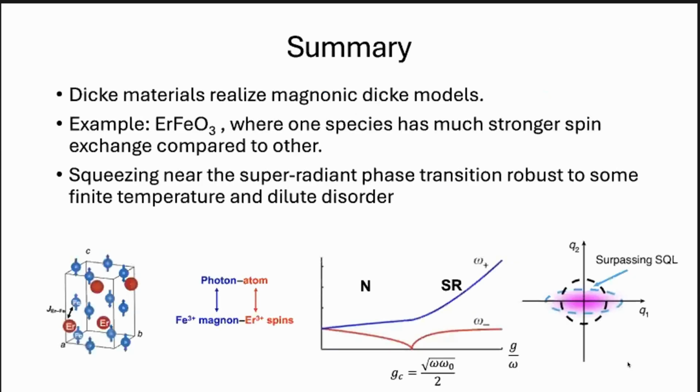So finally, I'd just like to summarize. We saw that there are these Dicke materials which realize Dicke models where the bosonic mode is not a photon, but a magnon. It's a nice avenue to see Dicke model physics. One example being erbium orthoferrite, which earlier this year was shown to have some evidence of Dicke model-like physics happening. And finally, near this superradiant phase transition in a Dicke model, there's expected to be this quantum squeezing effect, and it appears to be robust to some finite temperature and finite amount of disorder.